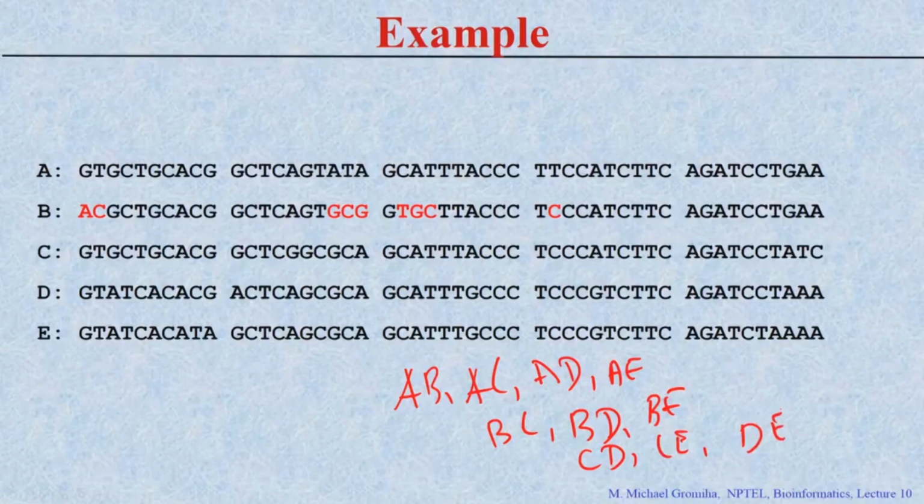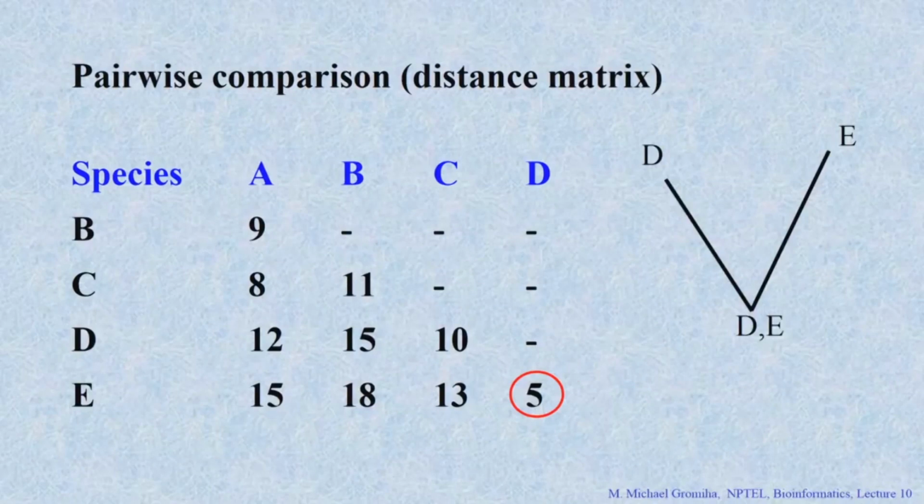We get the numbers. From these numbers, which pair is close to each other? That is based on the distance, right. For example, if it is A and B, we take the sequence A and B and compare these two sequences and count the number of mismatches. So, how many mismatches between A and B? 9. Okay, I put 9.